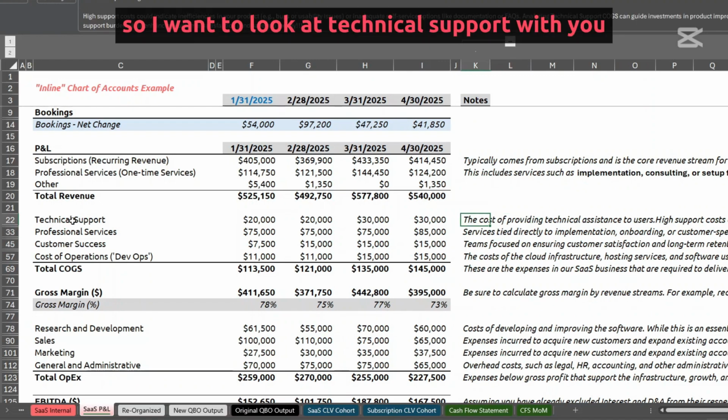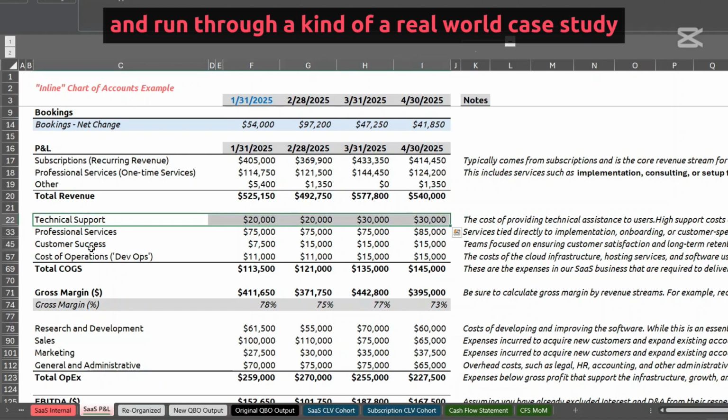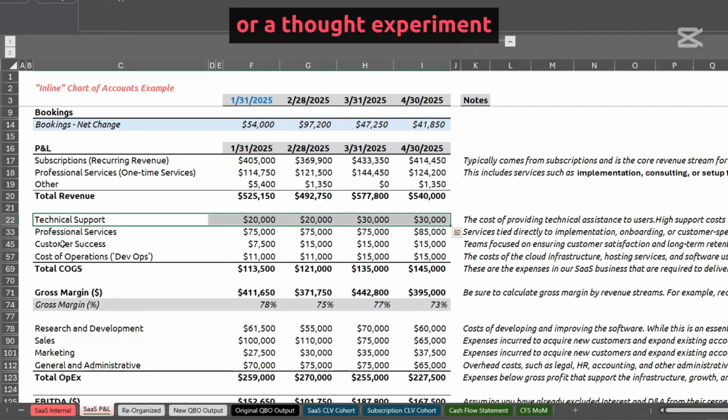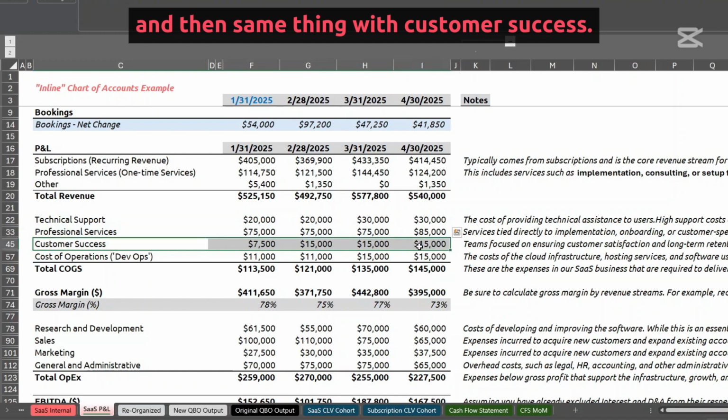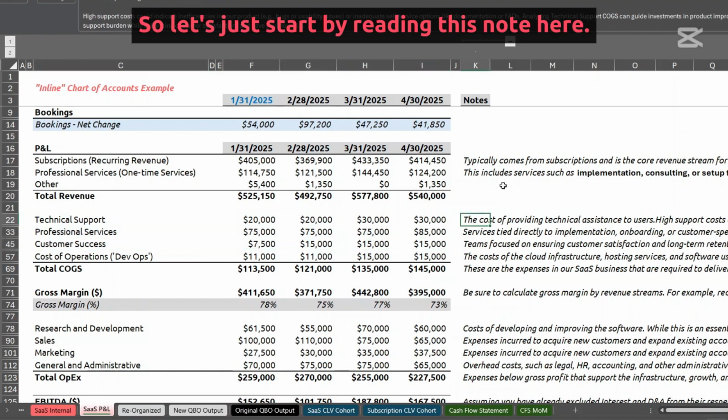So I want to look at technical support with you and run through a kind of a real world case study or thought experiment, and then same thing with customer success. So let's just start by reading this note here.